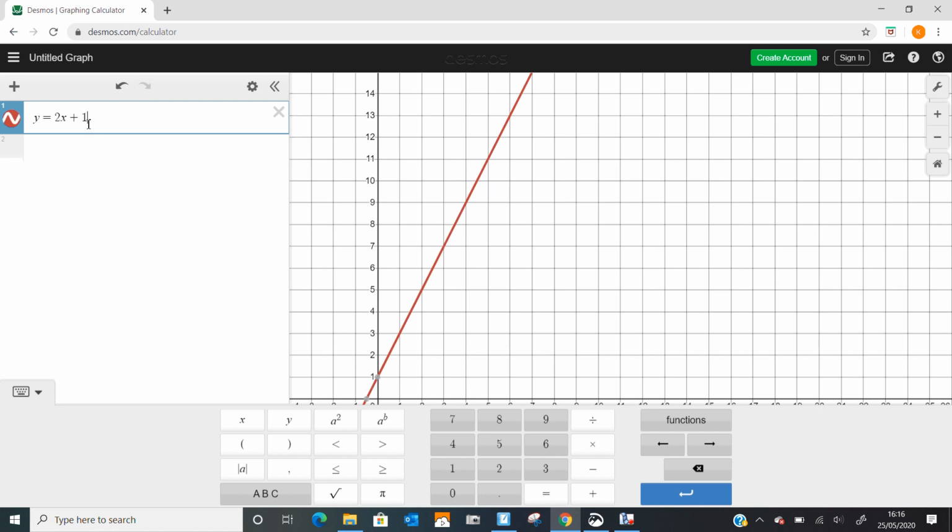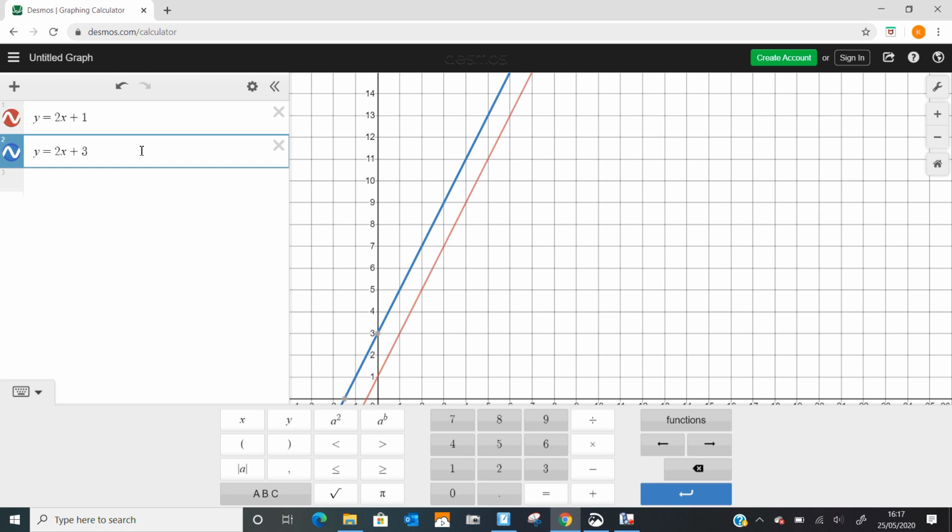Now it only works out if we start off with y is equal to, not 2y, not 3y, but just 1y. So y is equal to, and that will allow us to work out what our gradient is and what our c value is, which is our y-intercept. Okay, so let's put another equation up here. I'm going to go for y is equal to 2x plus 3.